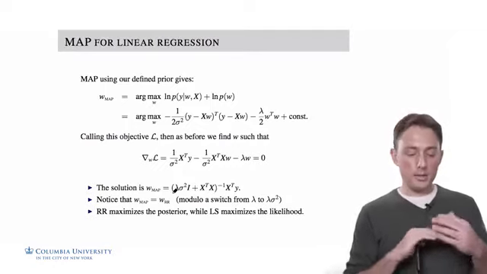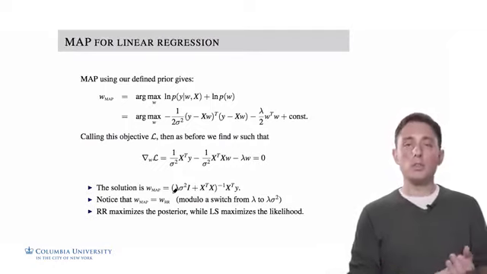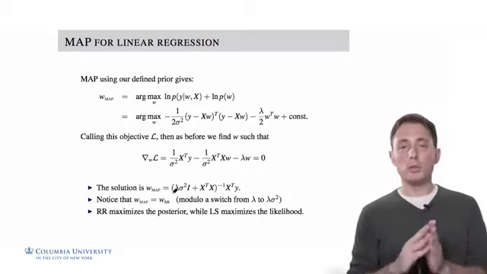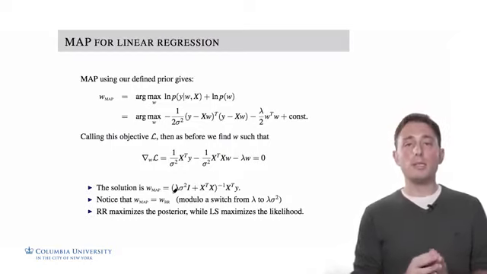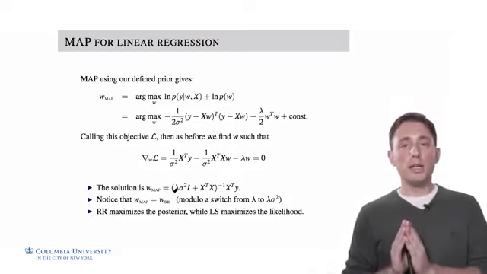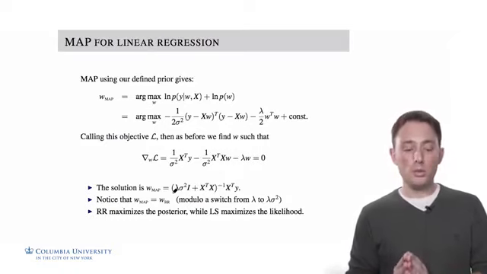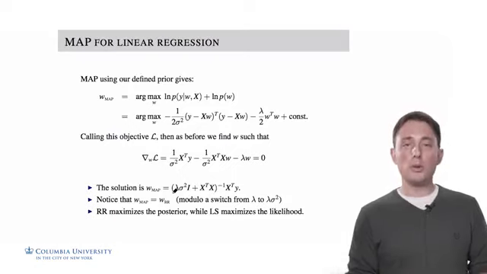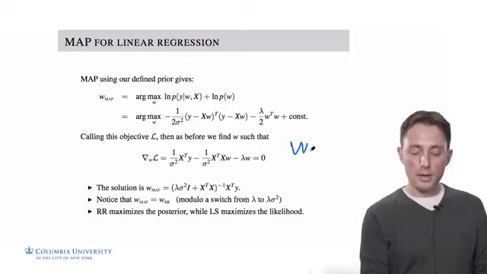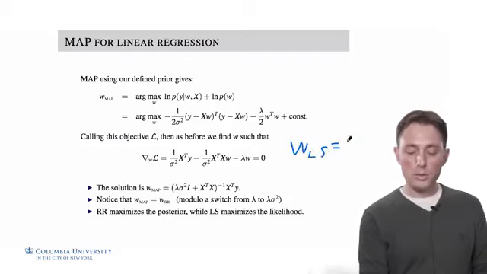So notice that just like least squares, the least squares solution maximizes the likelihood, so it corresponds to the maximum likelihood solution. Ridge regression maximizes the posterior under a zero-mean Gaussian prior assumption on w, and so the ridge regression solution corresponds to the MAP solution. So before, we had the least squares solution corresponding to the maximum likelihood solution. Now we have the ridge regression solution corresponding to the MAP solution.